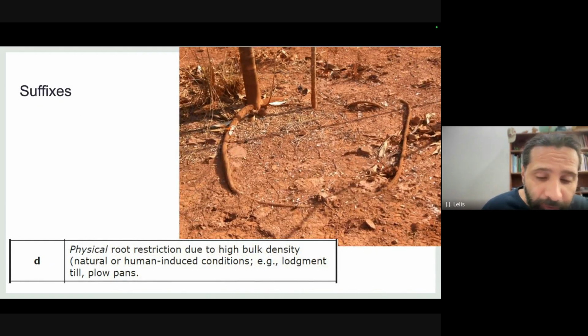We also can see at the surface especially, but also in the deeper horizons, some physical root restrictions because of high bulk density, okay? So high density of materials, induced or not by humans, can show, for example, by roots growing in a horizontal way, showing that we have some problems of penetration, and we need to use the letter D for them, okay?